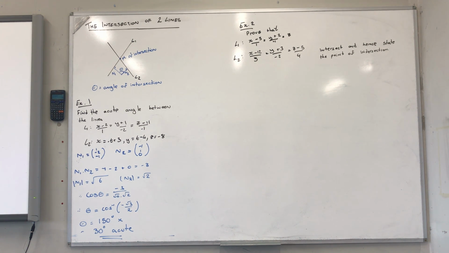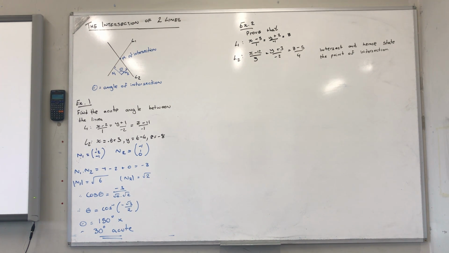So, looking at example 2, prove that these two lines, (x minus 5)/1 equals (y plus 2)/-1 equals z, and (x minus 12)/5 equals (y plus 3)/-2 equals (z minus 5)/4, intersect, and hence state the point of intersection.